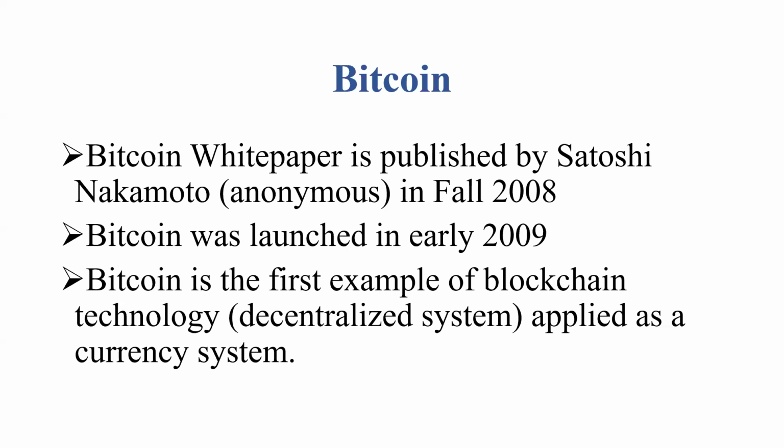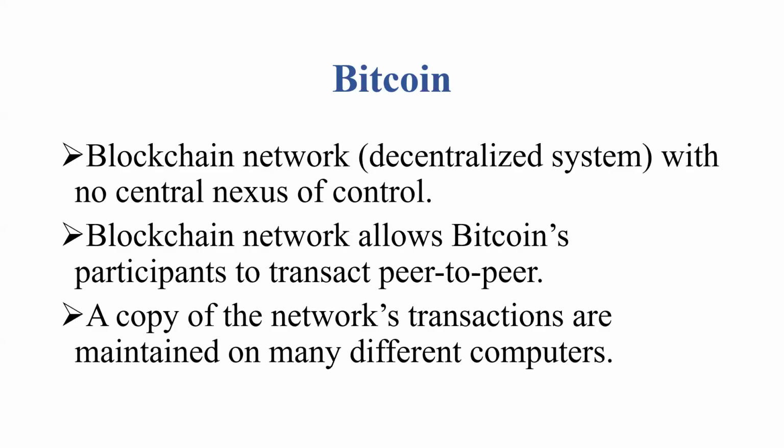Let's now discuss Bitcoin, which is the first and most well-known cryptocurrency. Bitcoin was launched in early 2009 and is the first example of blockchain technology applied as a currency system. Bitcoin uses the blockchain network, so there's no central nexus of control. And the blockchain network allows Bitcoin's participants to transact peer-to-peer. And a copy of the network's transactions is maintained on many different computers.